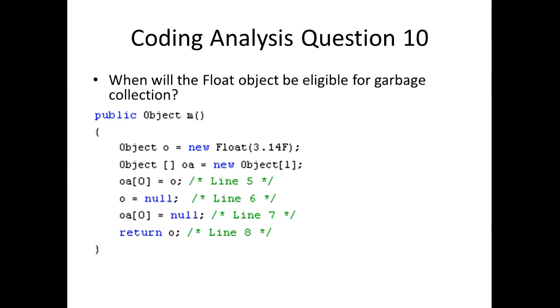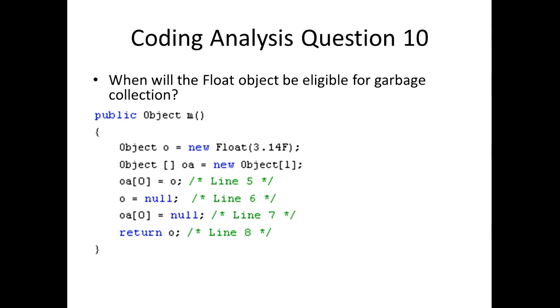All right, now that you've written down your answer, let's go through the code. As you can see here, we have a method called M. It's going to be returning an object. Now the question was, when will the float object be eligible for garbage collection? Garbage collection is an automatic form of memory management and is used to reclaim garbage. And garbage is memory occupied by objects that are no longer in use.